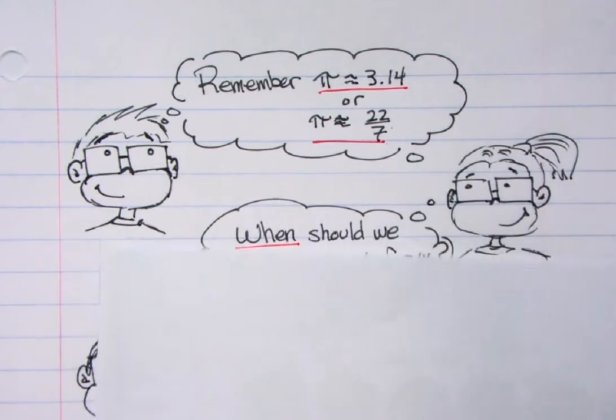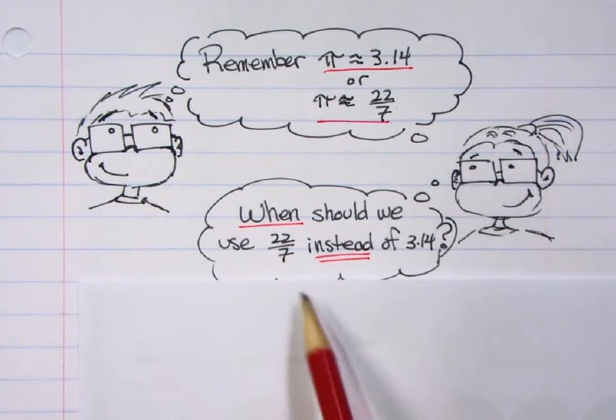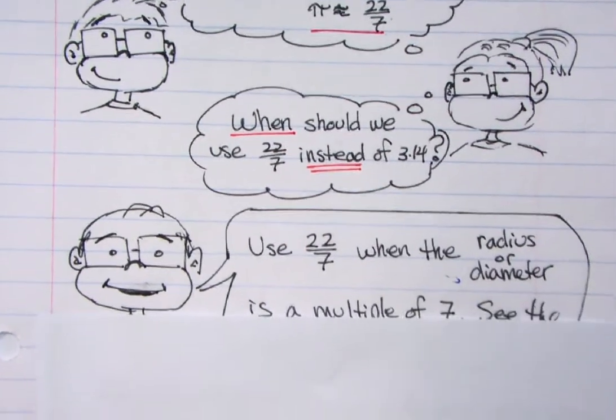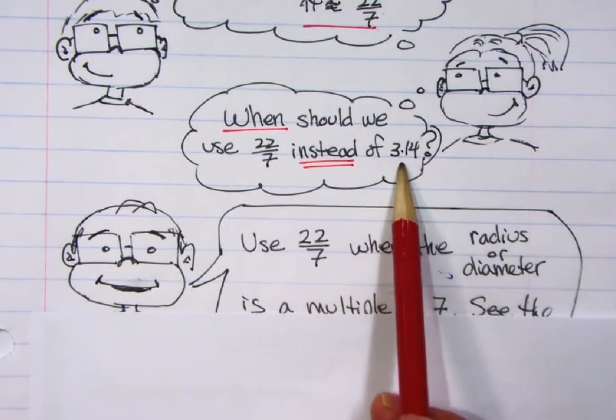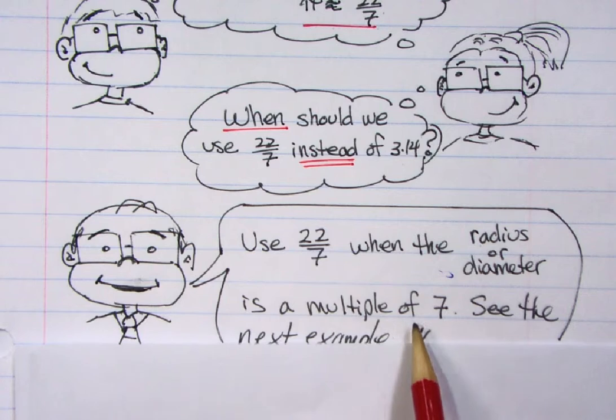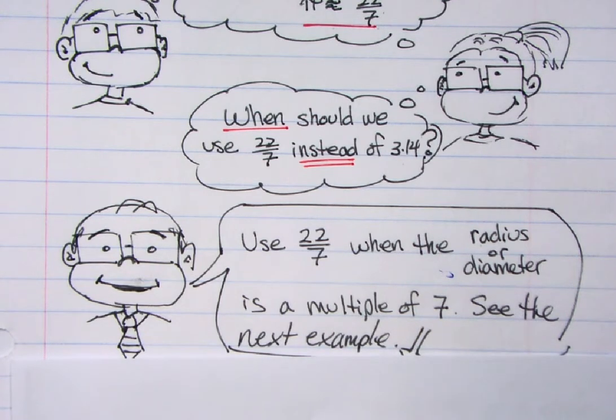Now your question might be, when should I use 22 over 7 instead of 3.14? Well, it's kind of up to you, but there's a little hint to that. You're going to use 22 over 7 instead of 3.14 when the radius or the diameter is a multiple of 7. We're going to see this in the next example and you're going to see what I mean by that.